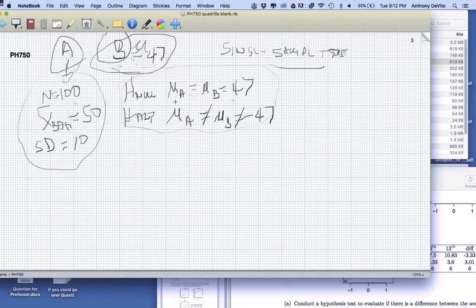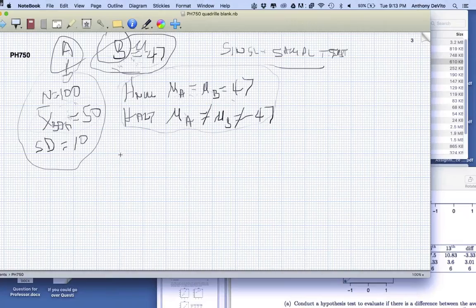In other words, all I'm postulating is that I'm starting with the assumption that mu A equals mu B, and then I'm looking for the alternative that mu A is not equal to mu B. In other words, could be bigger or could be smaller. I don't know which to start off with. Okay, so here's our result. So let's see how many standard deviations apart these are. Well, I'm going to say the number of standard errors.